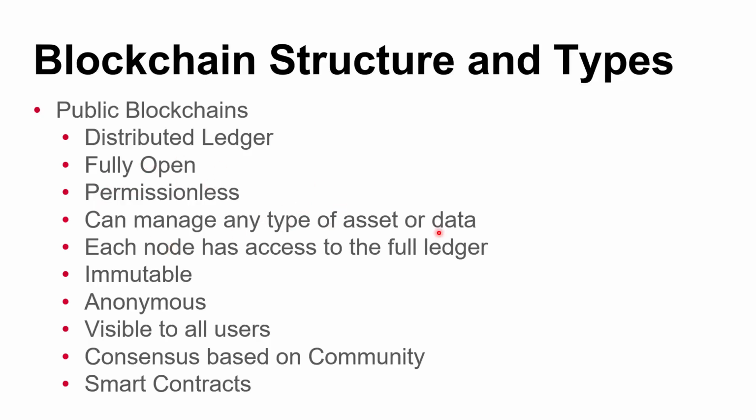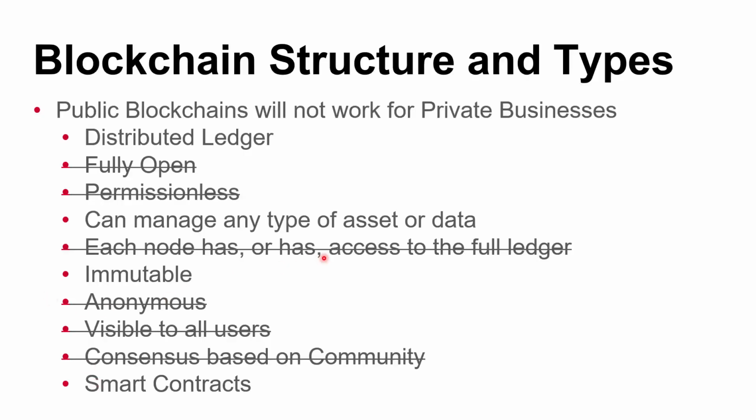They can manage any asset type, well, certainly second generation blockchains can. Each node has full access to the ledger. They are immutable, just because of what we just talked about here with the hashing in the chain. Public blockchains are anonymous. They're visible to all users. And consensus, just like we saw proof of work, is based on the community's vote. And they do manage smart contracts, at least second generation blockchains like Ethereum do.